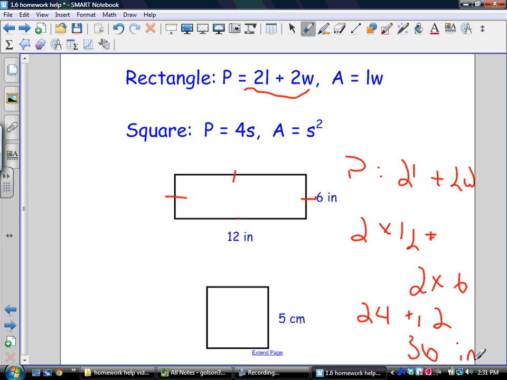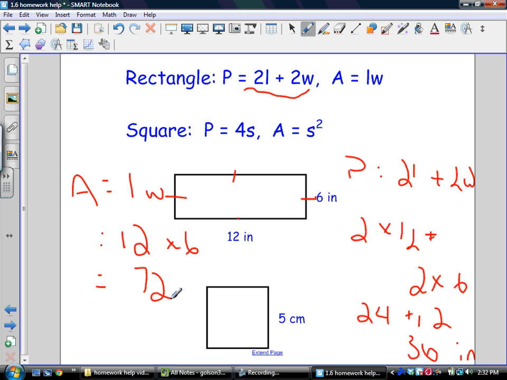Okay? Now, the area, same thing. I'm always going to start with these problems by writing down the formula. So I write down area is length times width, and then just plug those in. So it's a very simple problem, just 12 times 6. And I know that 12 times 6 is 72.